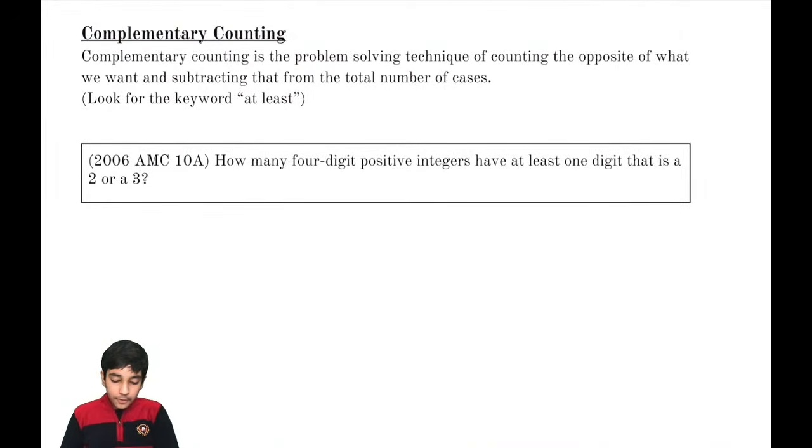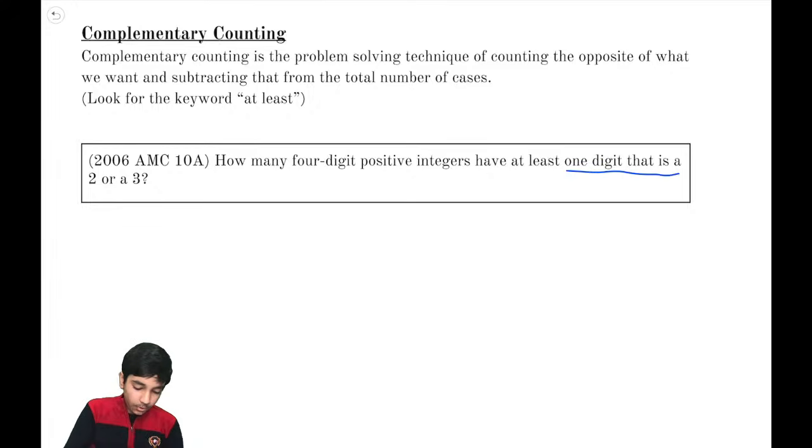Okay, so now let's briefly review complementary counting. This is a pretty basic concept. Basically, we just subtract what we don't want. Here's a quick example. How many positive 4-digit integers have at least 1 digit that is a 2 or 3?